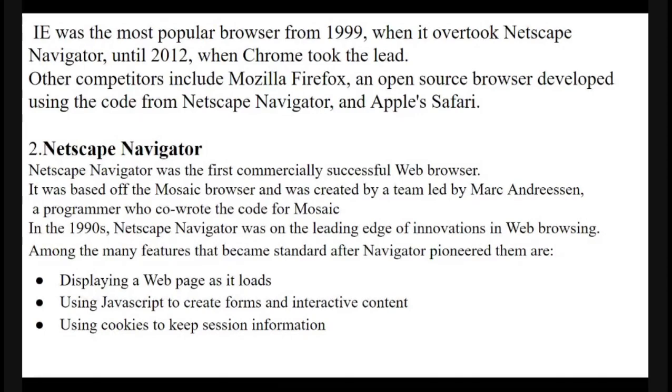So other competitors include Mozilla Firefox and open source browsers developed using the code from Netscape Navigator, and Apple Safari. So second is our Netscape Navigator. Netscape Navigator was the first commercially successful web browser. Now, whom did Netscape Navigator overcome? Netscape Navigator overcame Internet Explorer.